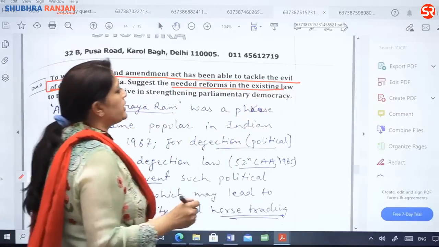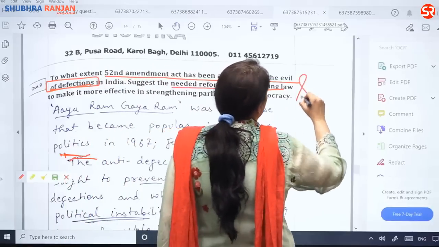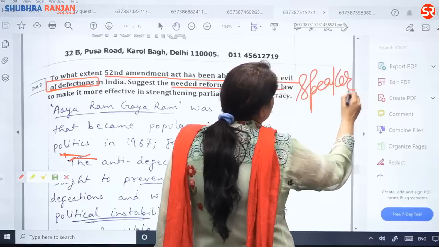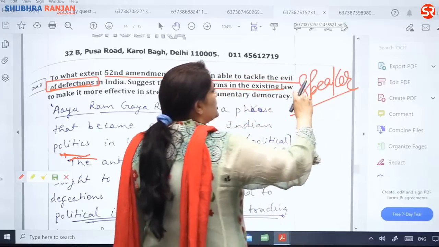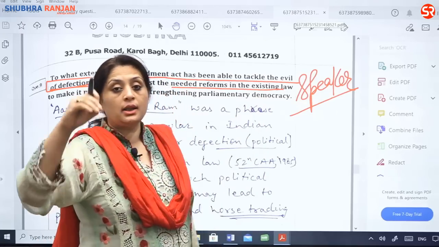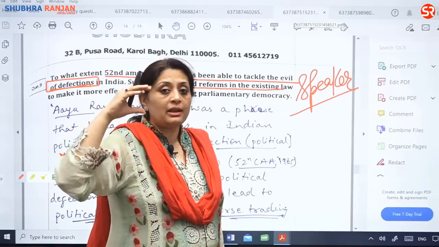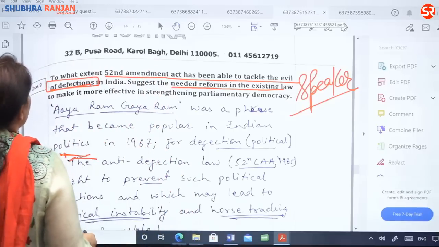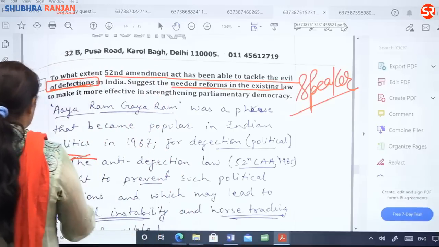The most important thing is a speaker should not be made the sole authority. Certain changes should be introduced, like a speaker has to be given a time frame within which to decide, to make it more effective. Let us see the answer.